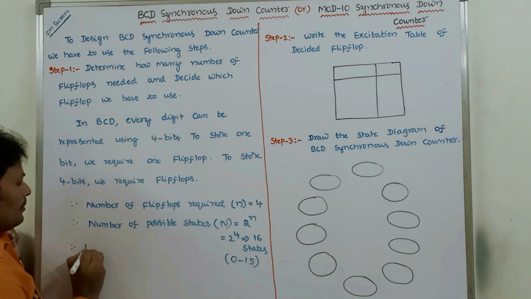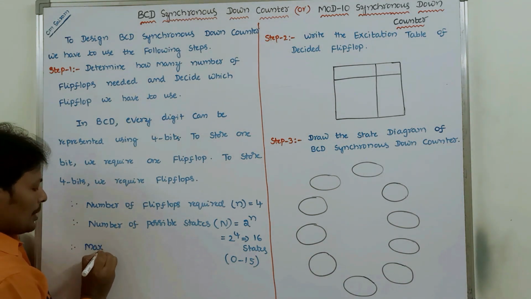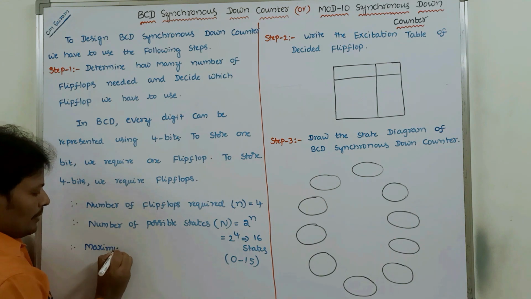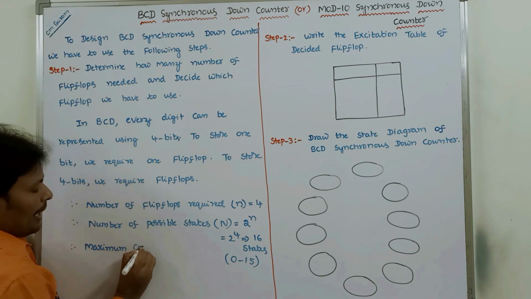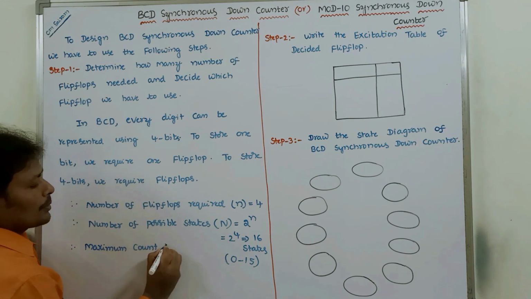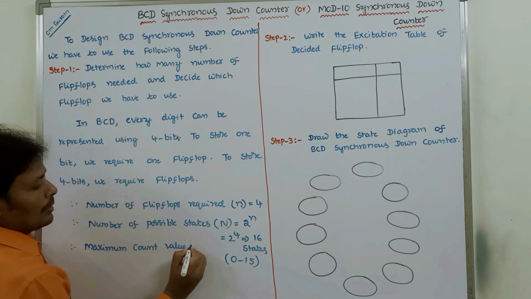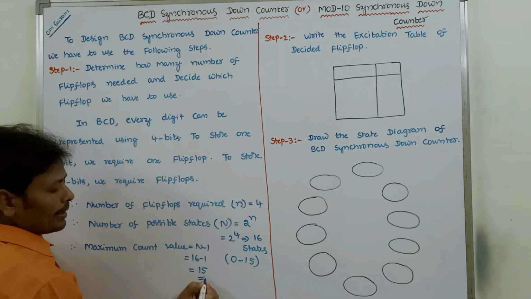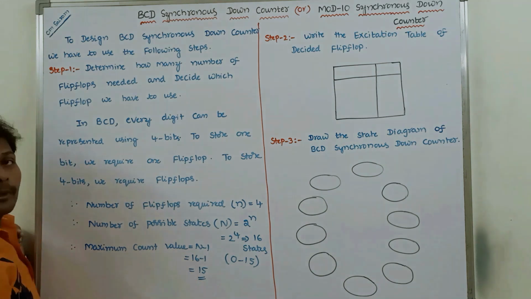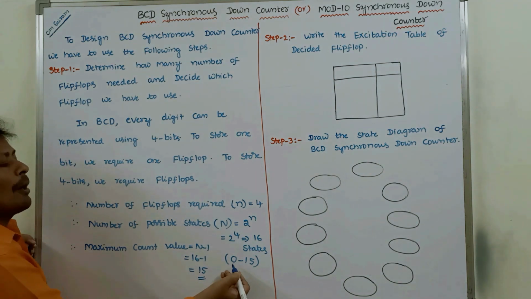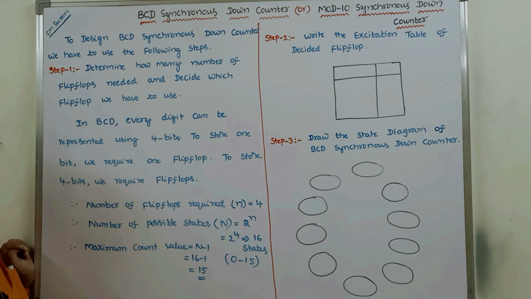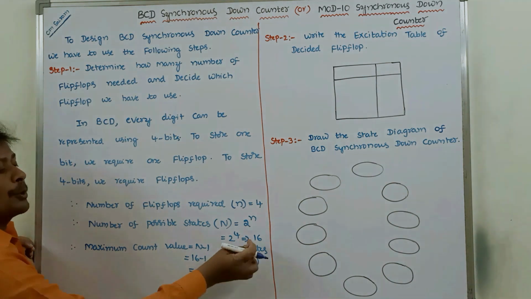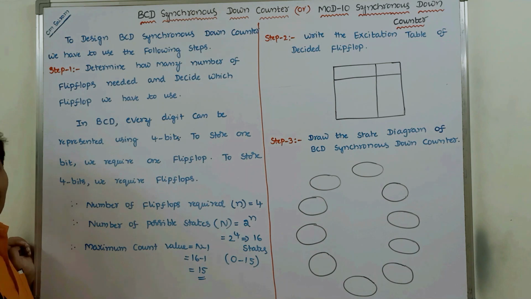Next one, maximum count value, that is equal to N minus 1. So N value 16, so 16 minus 1, that is equal to 15. So maximum count value is 15 and the minimum count value is equal to 0. So 0 to 15, total 16 states are available.